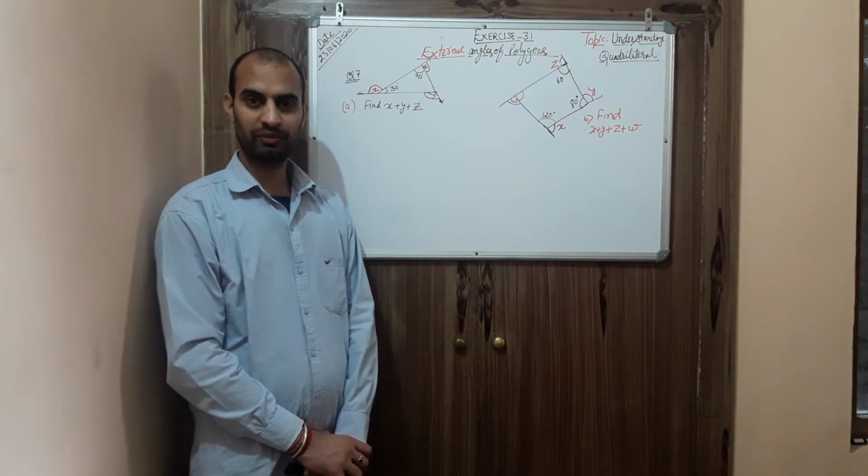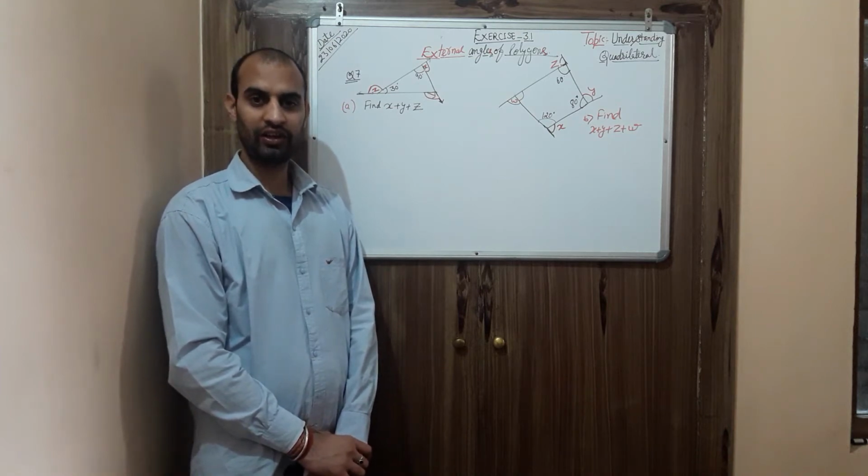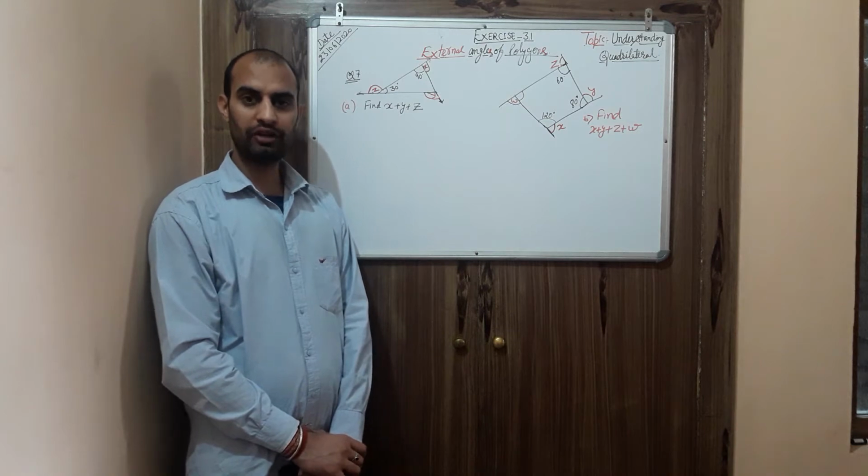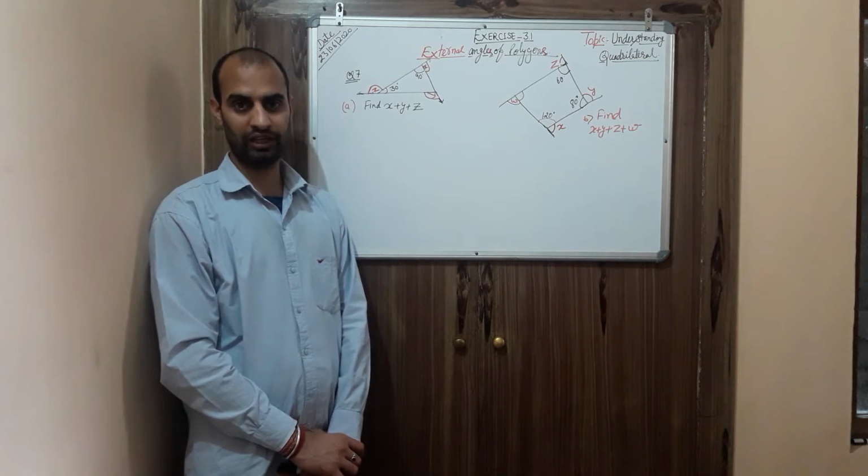As you all know, we are in chapter number 3, that is understanding quadrilaterals. In this part, today I am going to tell you how to calculate the exterior angle by using interior angles of any polygon.